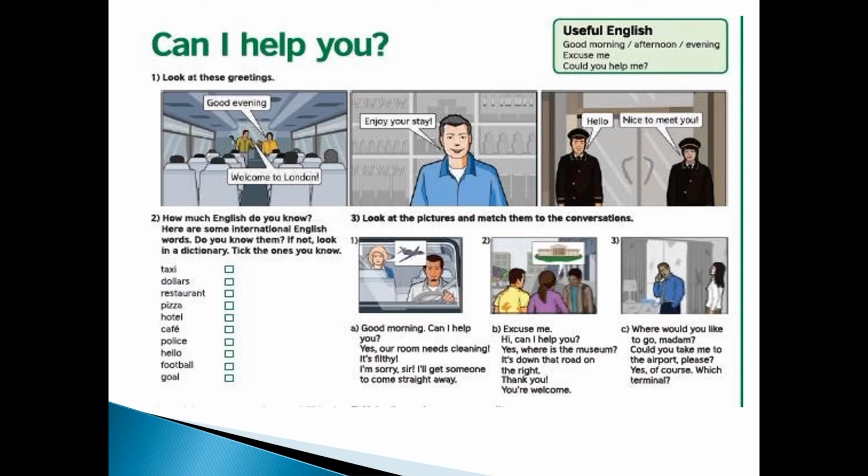So here they have given the pictures. You will tell your tag teachers to read the greetings. Actually here they have given greetings, and how we will use these greetings in situations, they have mentioned. So use polite language, English language, they have given: good morning, afternoon, evening, excuse me, could you help me, these are the polite requests they have given here.